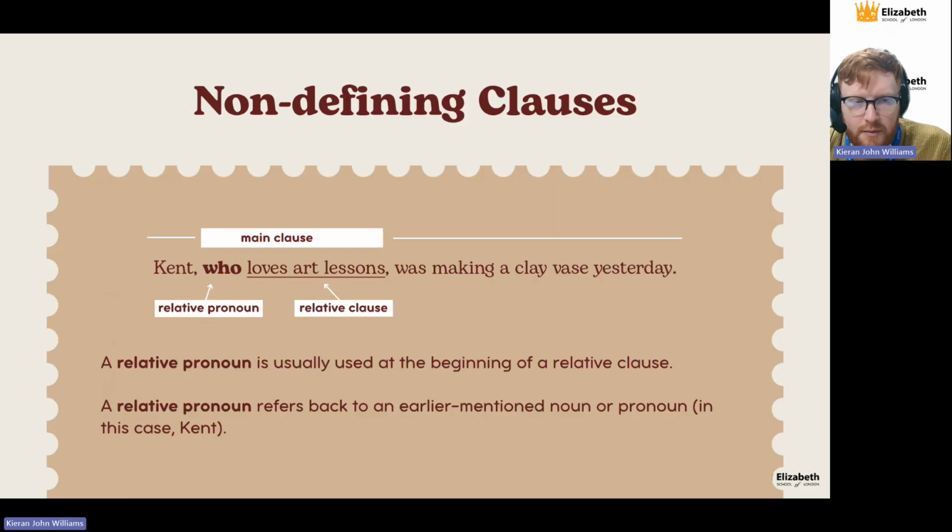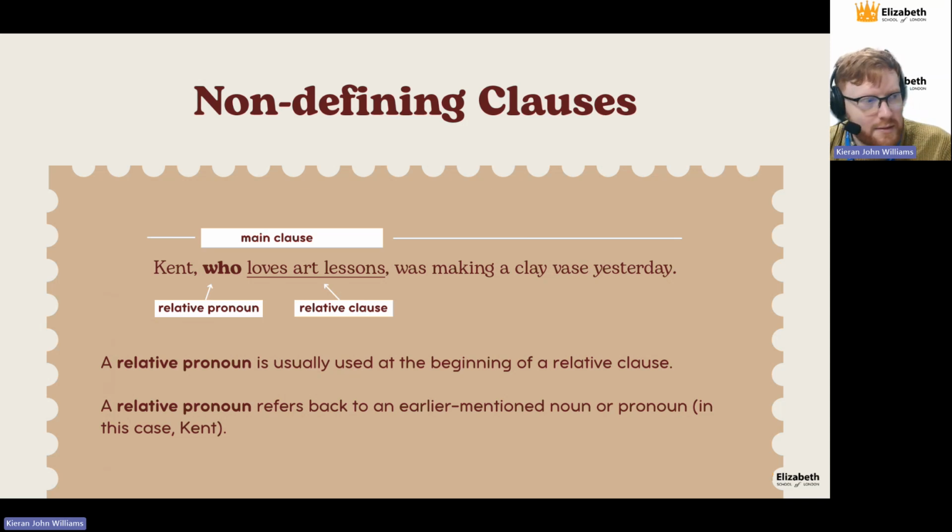So let's have a look at this with a bit more information. Okay. So if we look here, we've got Kent was making a clay vase yesterday. The relative pronoun is who. Then we've got the relative clause, loves art lessons. So normally, a relative pronoun is used at the beginning of a relative clause. And it always refers back to the earlier mentioned noun or pronoun. So in this case, this is Kent. So it refers to the one that is before it.